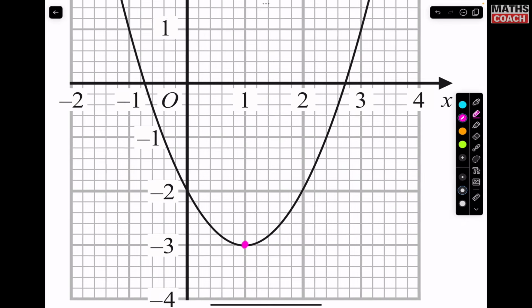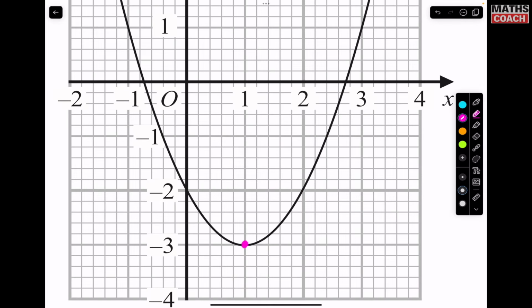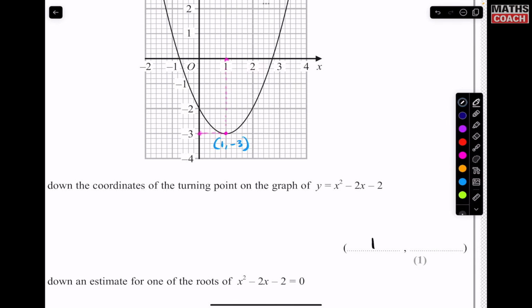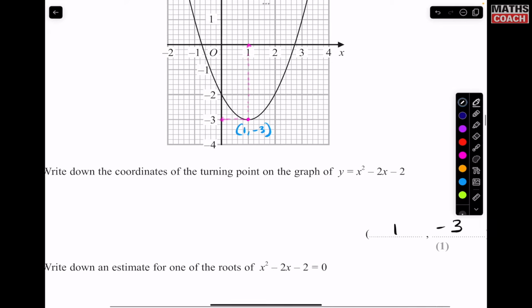So how do we do that? Well, we just go and read across. Our x value for our turning point is 1 right there, and our y value is minus 3. So our turning point is 1 and minus 3. So we can go back to the question and say the turning point is 1 and minus 3.